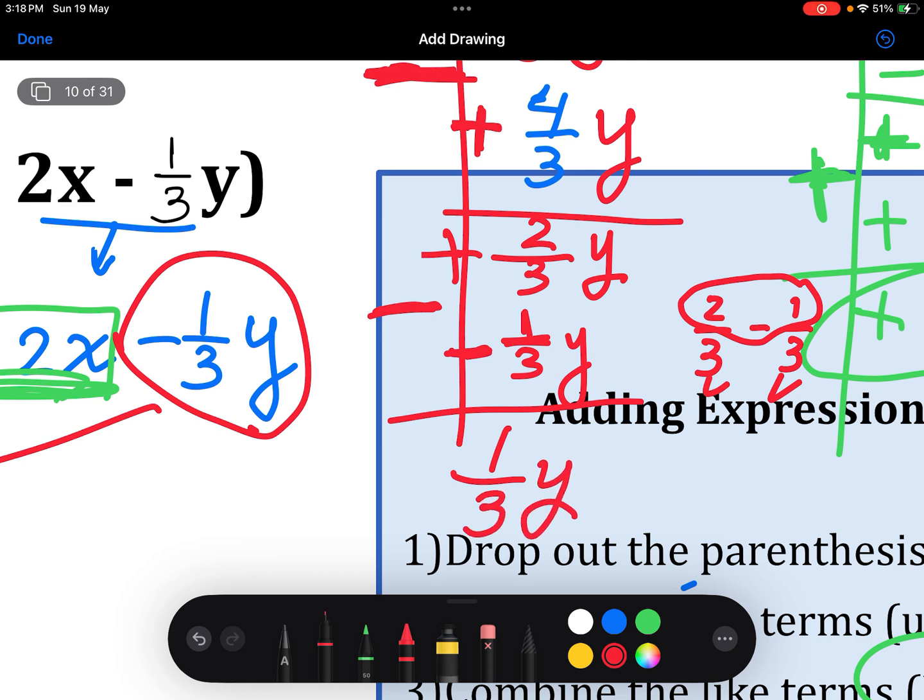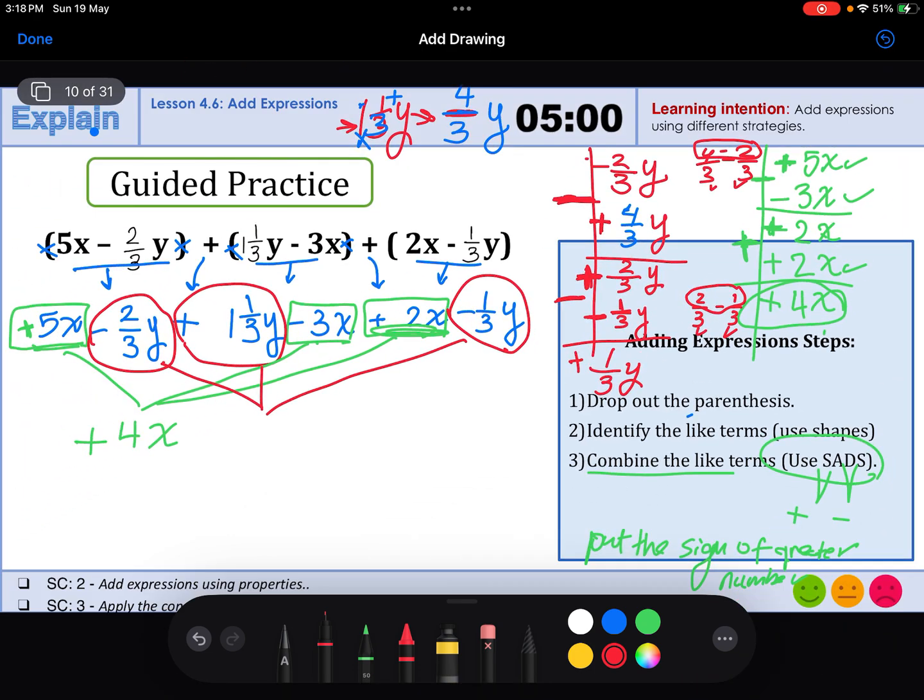Lastly, which sign should I write, negative or positive? It should be a positive number because 2 over 3 is more than 1 over 3. So my final answer is positive 1 over 3y. And of course, I cannot combine these two terms, then I'm done.